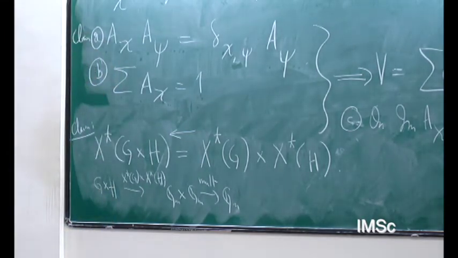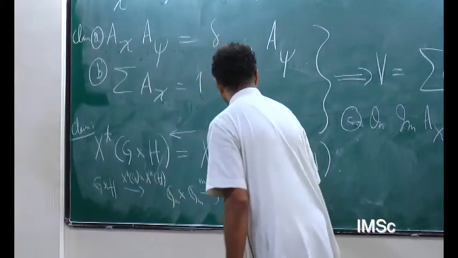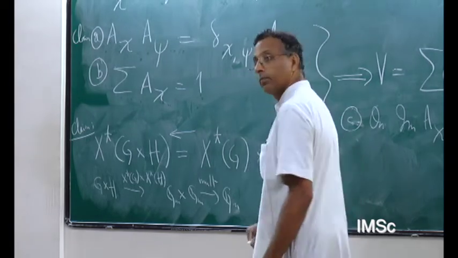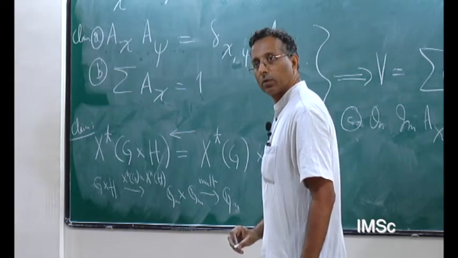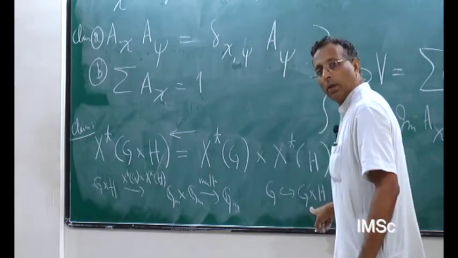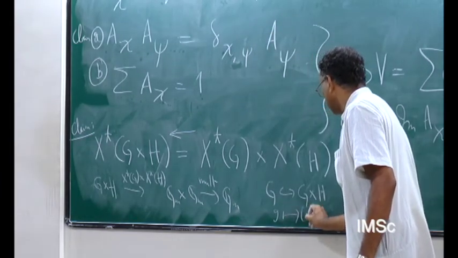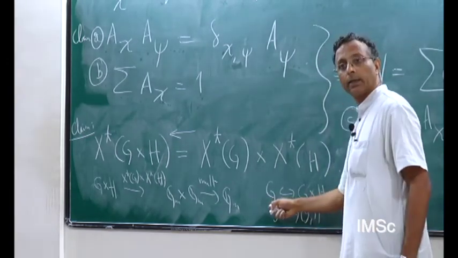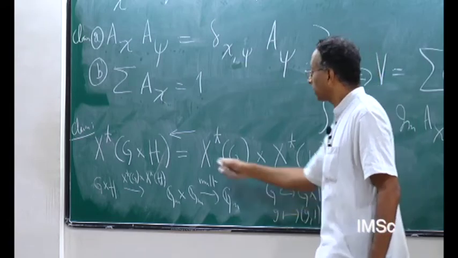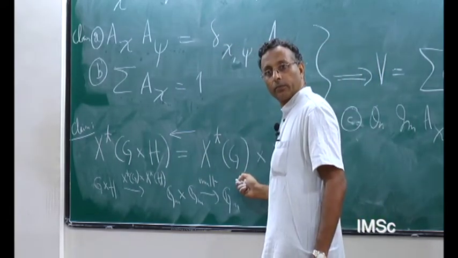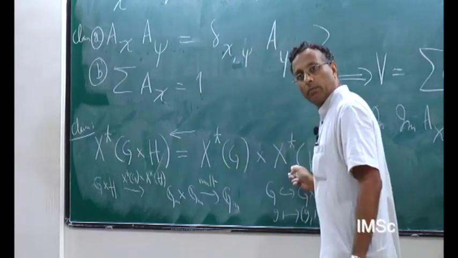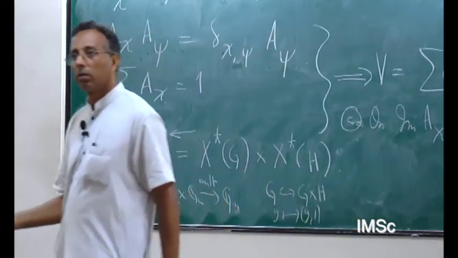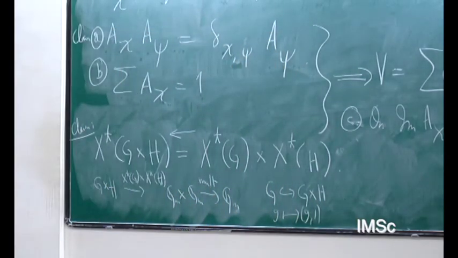Okay. Now, how do I get the map the other way? Well, you can think of G as sitting inside G cross H, by G going to G comma 1. And then if you are given a character here, you can restrict that character and that will give you the first projection. Similarly, you have a second projection. And then prove that these maps are inverses of each other. Okay?